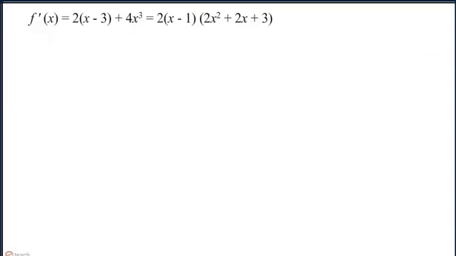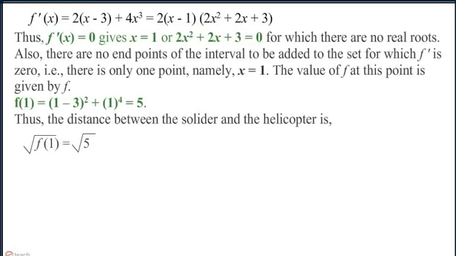Now differentiating it, we get f dash x equals 2 into (x minus 3) plus 4x cube. It can be written as 2 into (x minus 1) into (2x square plus 2x plus 3). Thus, f dash x equals 0 gives x equals 1 or 2x square plus 2x plus 3 equals 0, for which there are no real roots. Also, there are no endpoints of the interval to be added to the set for which f dash is 0. That is, there is only one point, namely x equals 1.